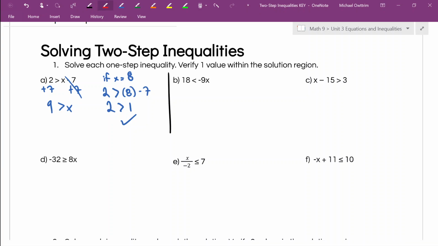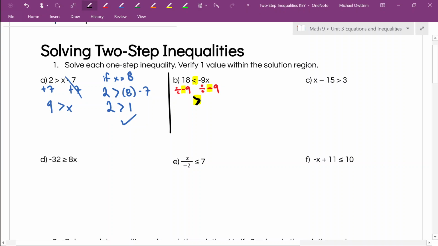Question B, we have 18 is less than negative 9x. Now remember that this coefficient of negative 9 means negative 9 multiplied by x. So what's the opposite of multiplying by negative 9? It's going to be to divide by negative 9. Now we talked in class about how when we divide or multiply by a negative number, we have to flip our inequality sign. So when we've completed this division, our inequality sign is going to be facing the opposite direction because we've divided or multiplied by a negative number.